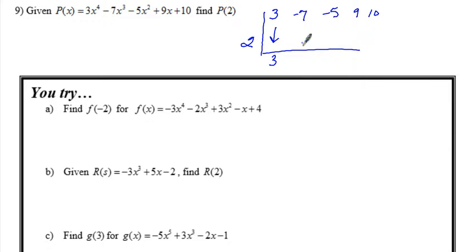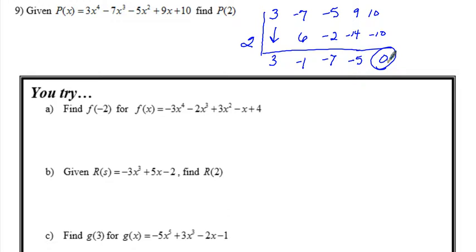Then I switch to multiplying up. 2 times 3 is 6. Add down. Multiply up. Add down. Multiply up. Add down. Multiply up. And add down. P of 2 equals 0. The final item in your list is your answer.